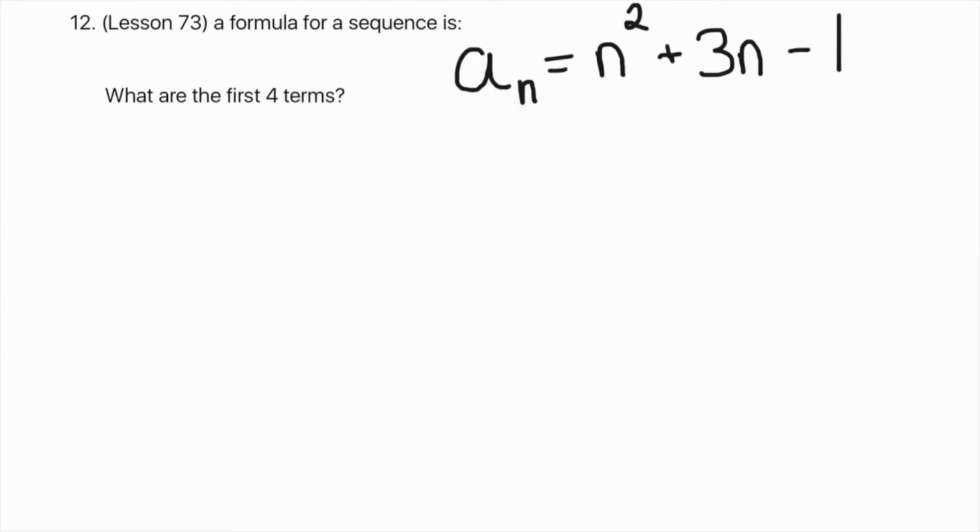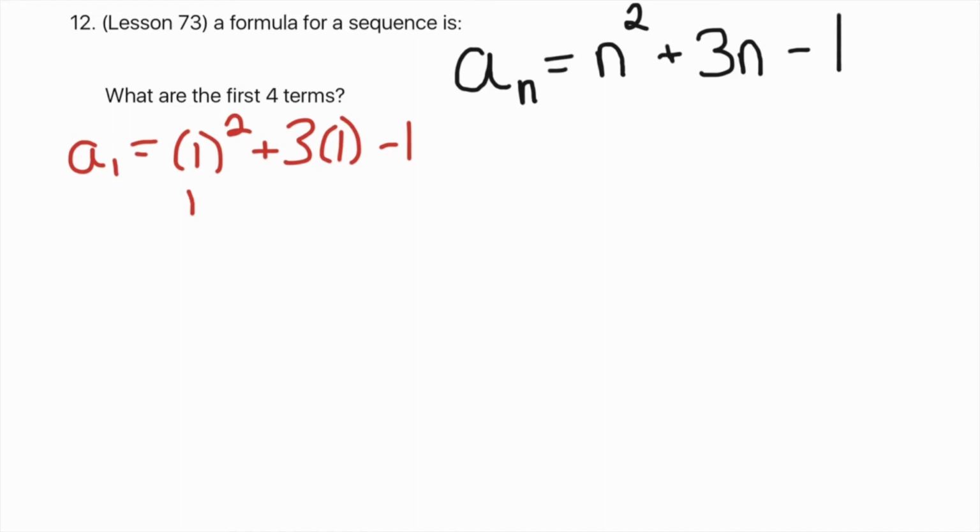Number 12 is from lesson 73. It says a formula for a sequence is a subscript n equals n squared plus 3n minus 1. And they want to know what are the first 4 terms. So for these problems, all you have to do is plug in the numbers 1, 2, 3, and 4 in for n and solve, and you'll have your first 4 terms. So we'll start with a1 equals 1 squared plus 3 times 1 minus 1.